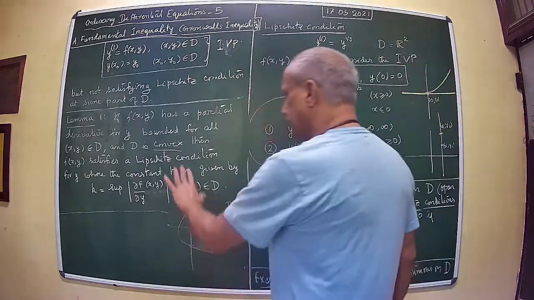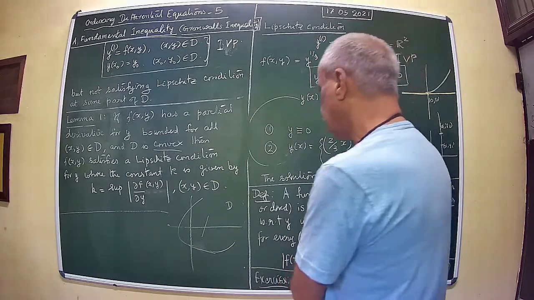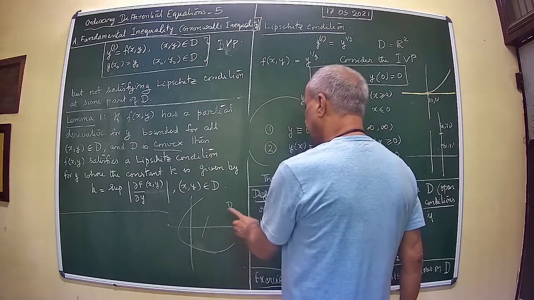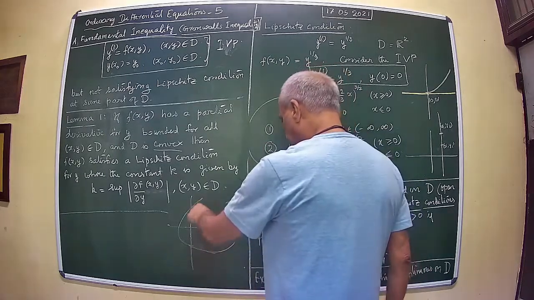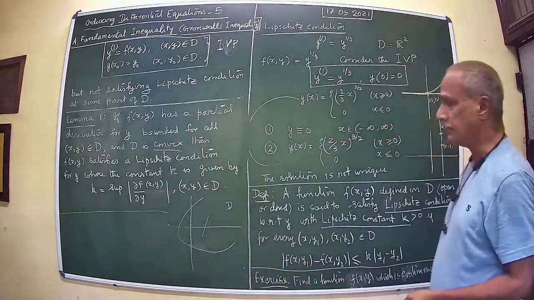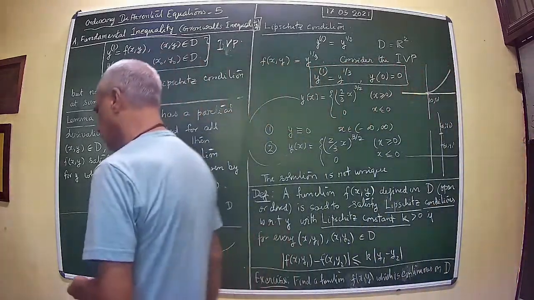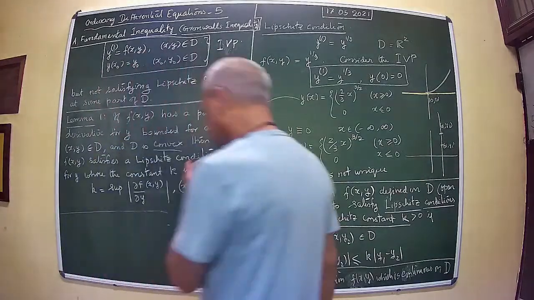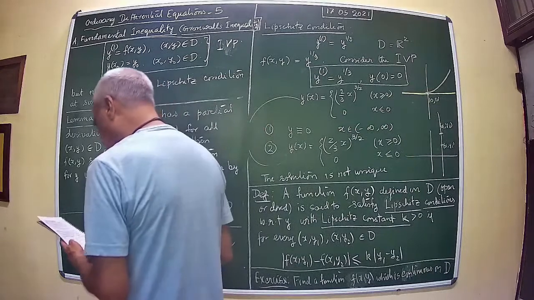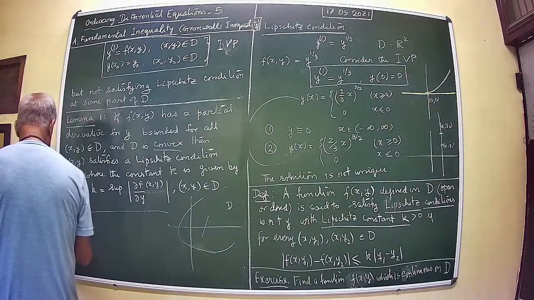The function is said to be locally Lipschitz. What do you mean by that? Take a point (x, y) at some interior point of D. There is some neighborhood in which the function satisfies the Lipschitz condition. So this is what you mean by it is locally Lipschitz. It may not be globally Lipschitz, but it may be locally Lipschitz. I will give you examples of that. Okay, so it's quite easy to prove this. The proof is by mean value theorem.